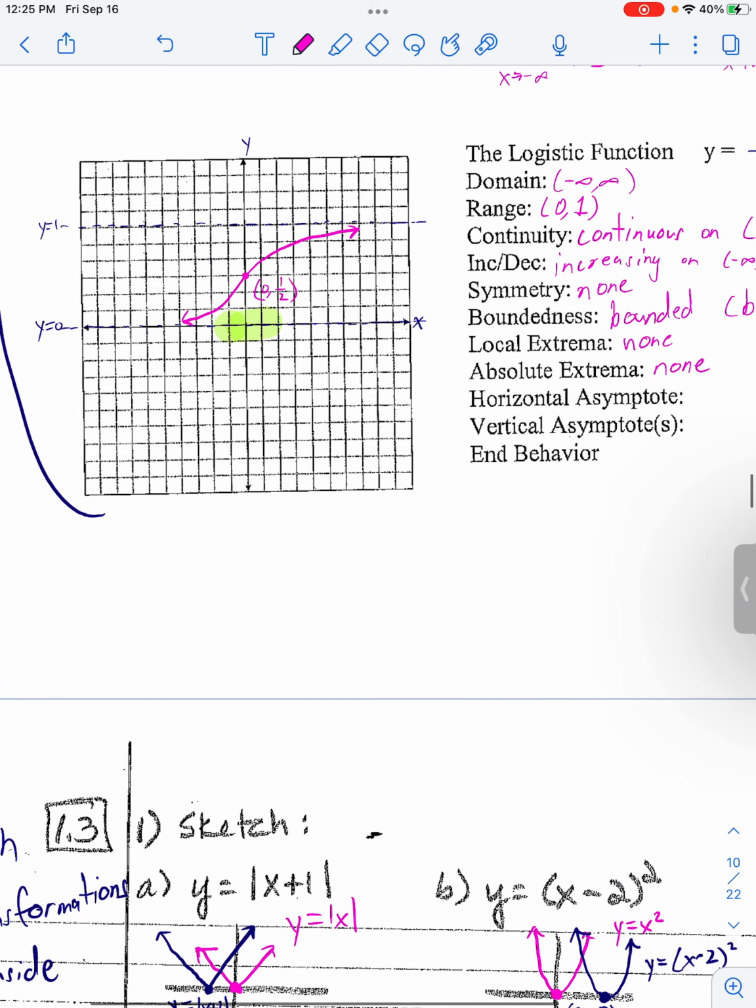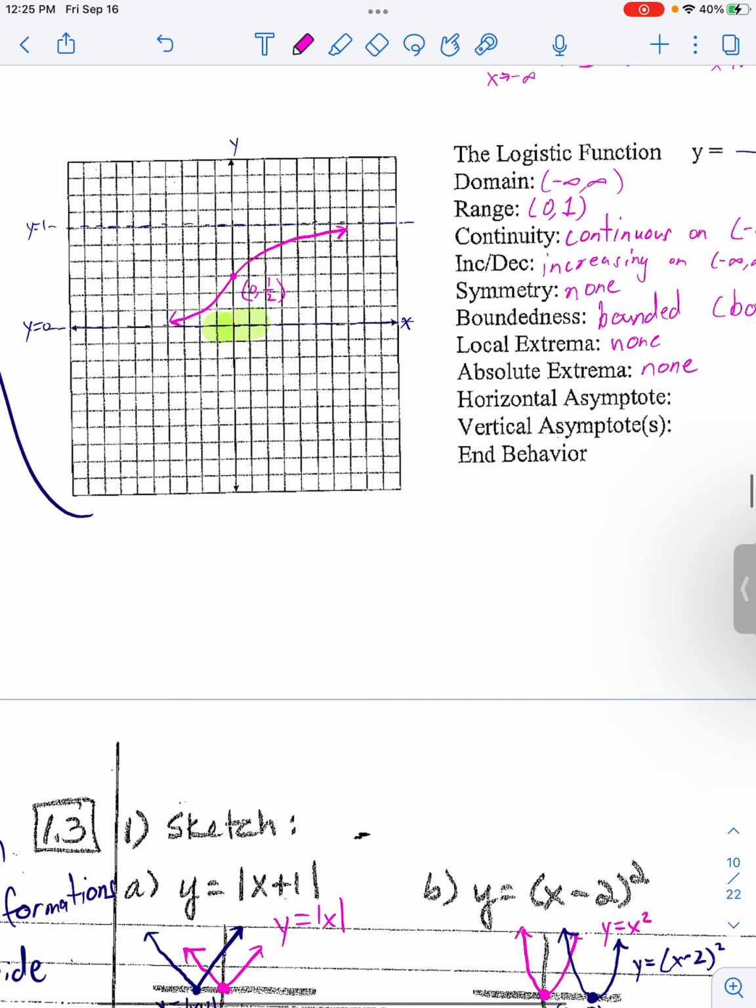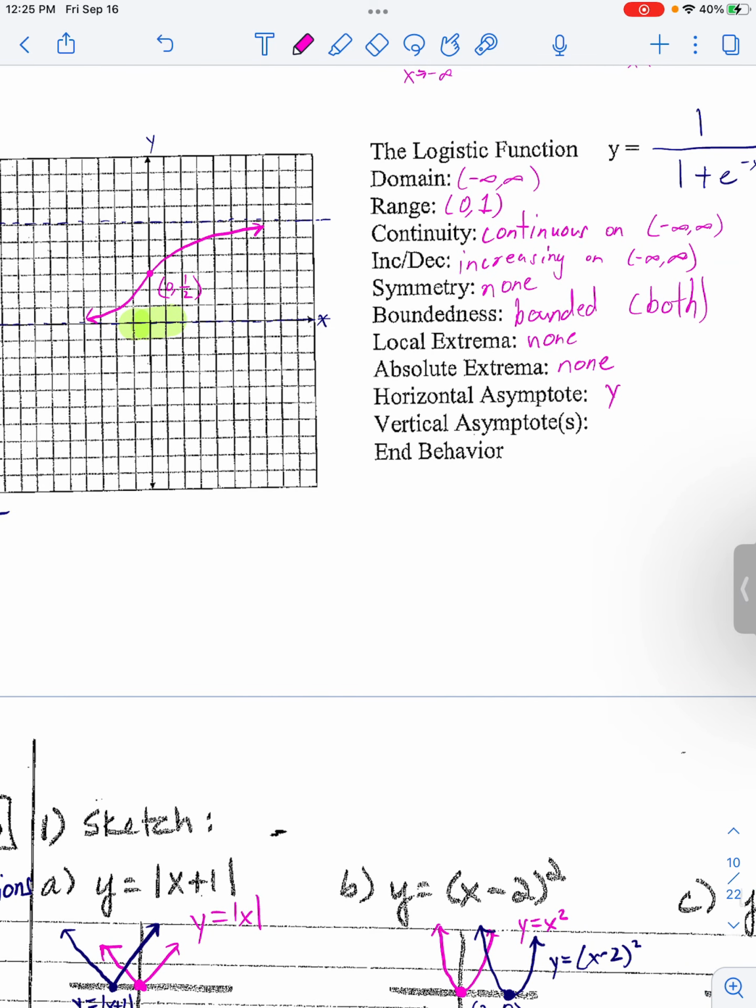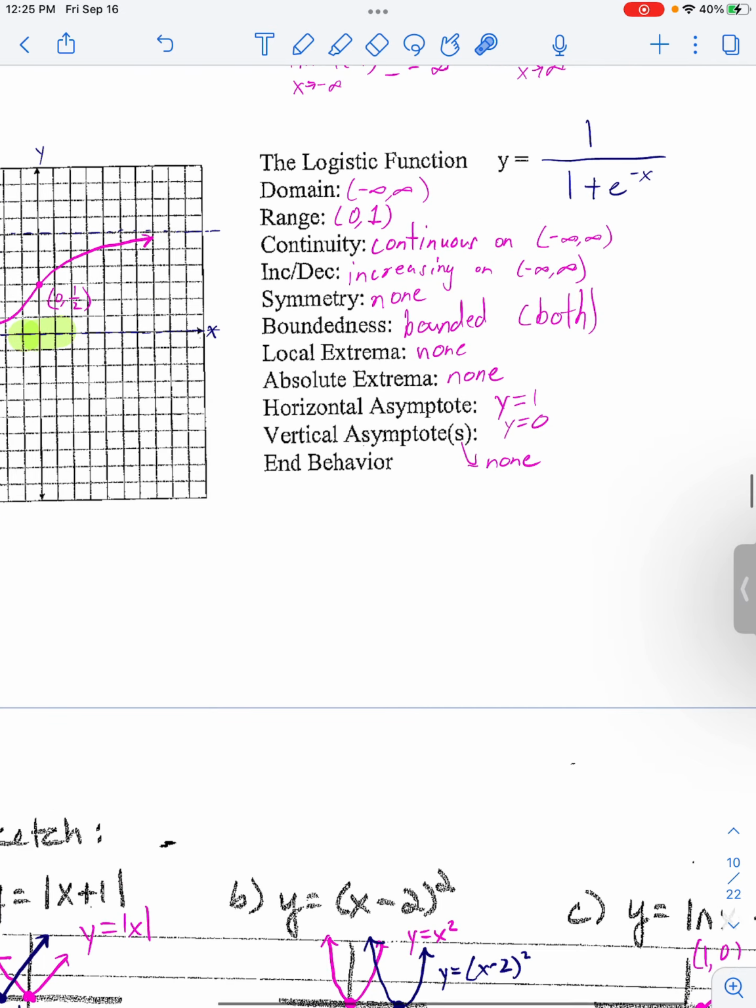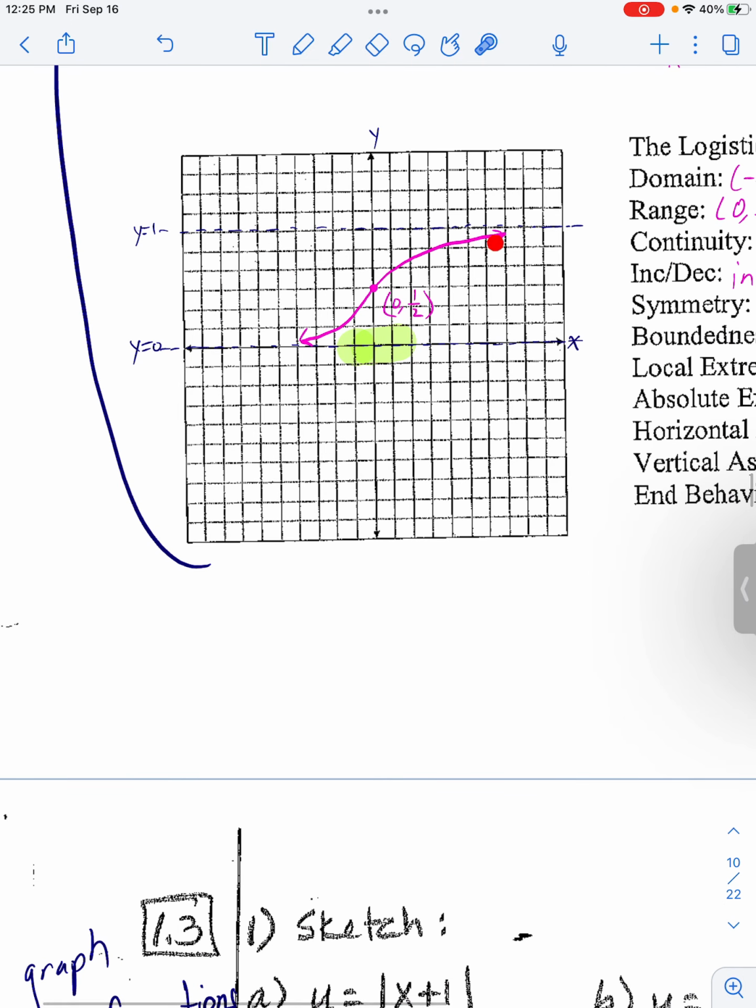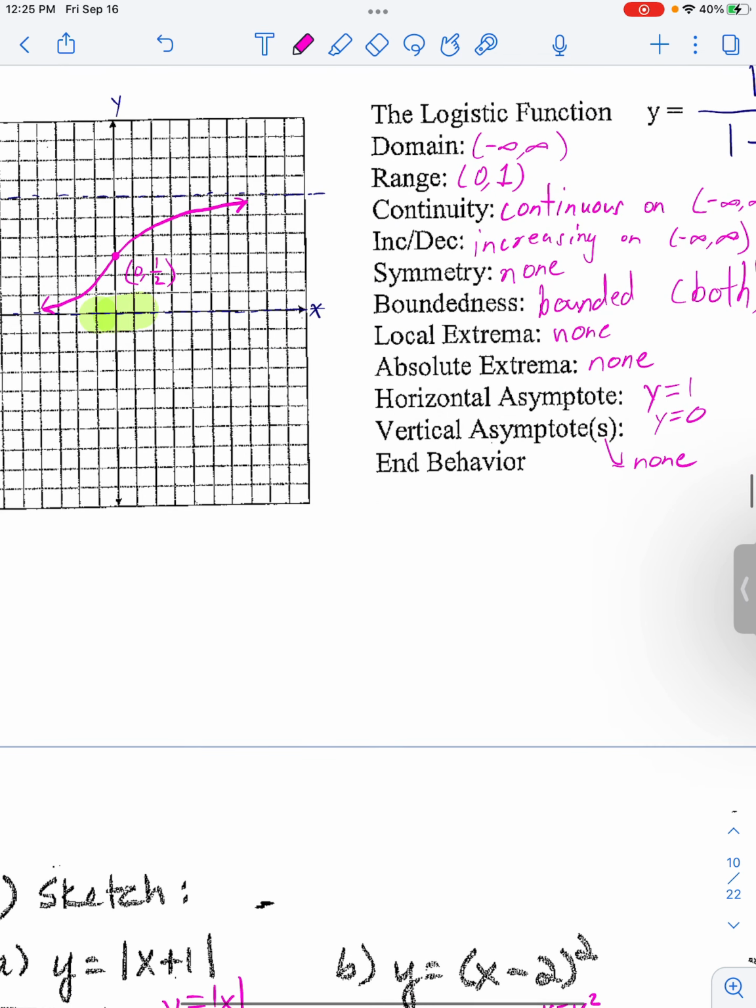Horizontal asymptotes, right? You can see those right here. y equals 1 and y equals 0. And then no vertical asymptotes, right? I can never have 0 in this denominator, so no vertical asymptotes. But we can see on the graph, as I go to infinity, I get closer and closer to 1. As I go to negative infinity, I get closer and closer to 0. So that leads into our end behavior.